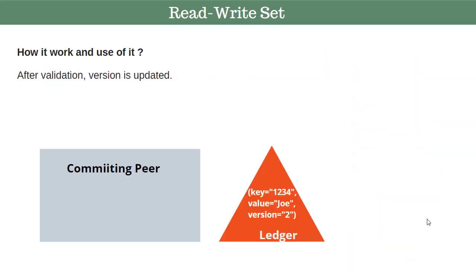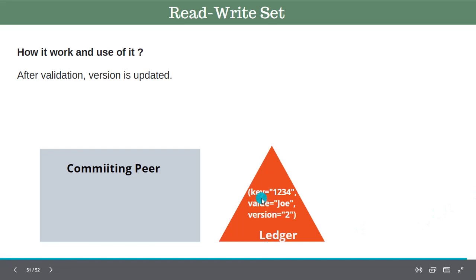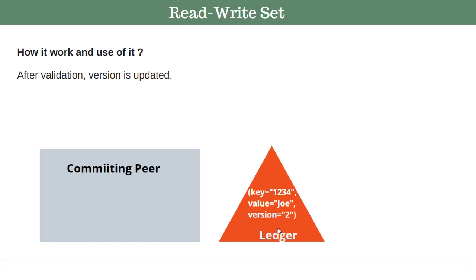Second thing it does, once the validation is completed, as I mentioned earlier, your ledger will get updated with the key remaining the same. The value now becomes Joe, right? Now the version has also changed to 2. Once the write set is successful, you will write the information to your ledger.